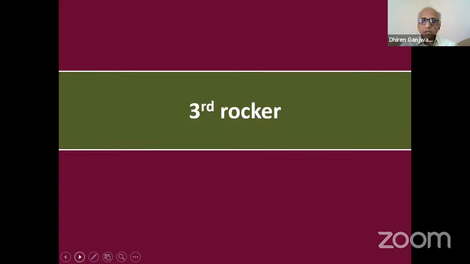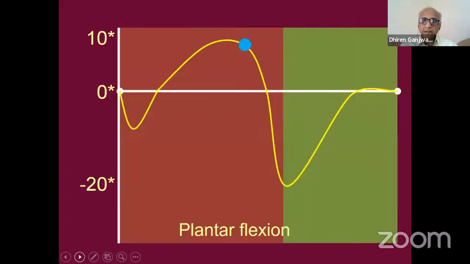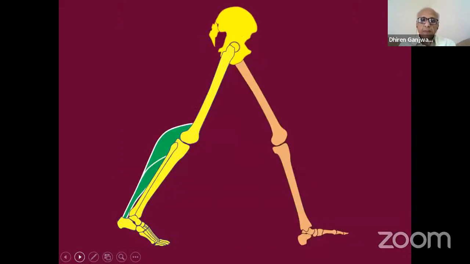Coming to the third rocker, in which we know that there is a rapid plantar flexion like this. And this takes place by a combination of two muscles, the two powerful muscles, gastroc and the soleus. They work together and they carry out rapid plantar flexion, which provides energy to move forward. Quite an amount of energy is provided by these two groups of muscles which work together to produce rapid plantar flexion, which gives us energy to move forward, which we call push-off.